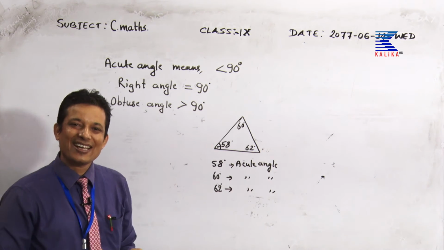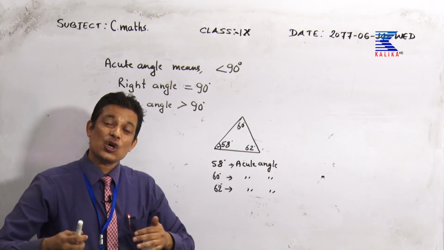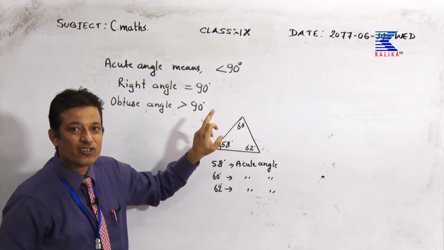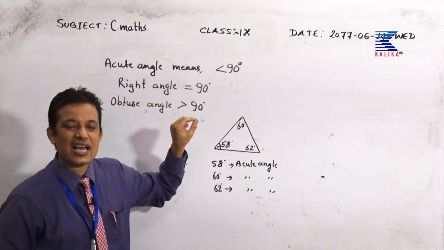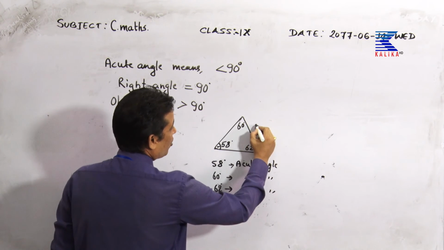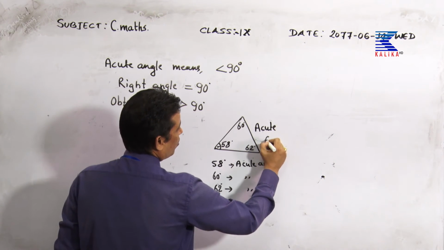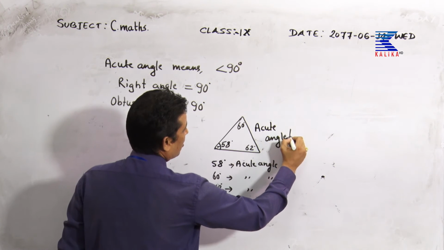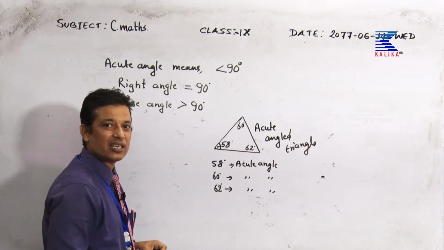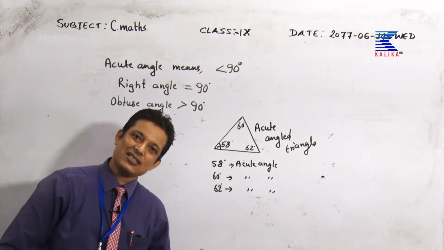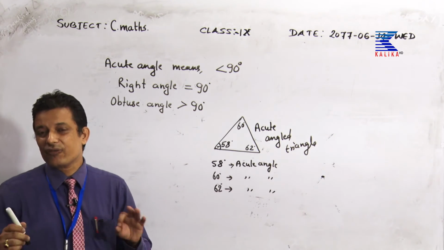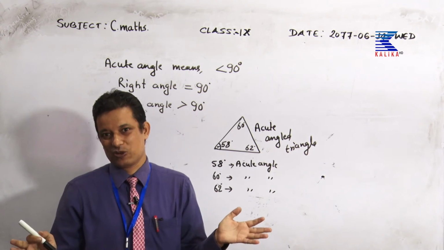So, what did we get, dear student, here? We got all 3 angles acute angles. So, this triangle is named an acute angled triangle, because it has all angles acute. So, a triangle is said to be an acute angle triangle if it has all 3 angles acute.